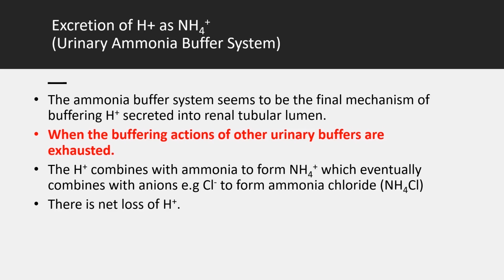So usually when other urinary buffers have been exhausted, the renal tubular cells are able to generate ammonia, which combines with the hydrogen ion formed and then forms ammonium chloride, which is excreted in the urine. So generally, just like the phosphate buffer system, there is a net loss of hydrogen ion, which is a very good way of ensuring that the acid-base balance is maintained.